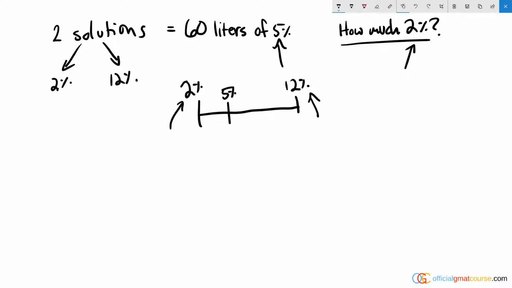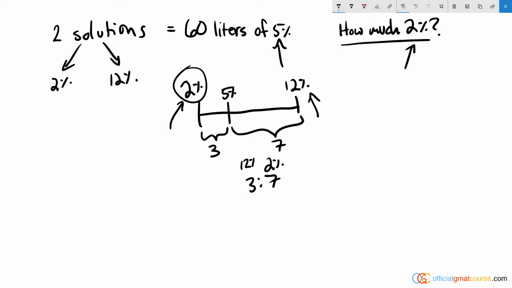Now, the components of the ratio that we're going to find are the distance from each side to the weighted average. So this distance is a distance of 3%, and this distance is a distance of 7%. So we have a 3 to 7 ratio. Now, the heavier part of the ratio is this 2%, and the lighter side of the ratio is the 12%, because we know that the 5% is much closer to this side.